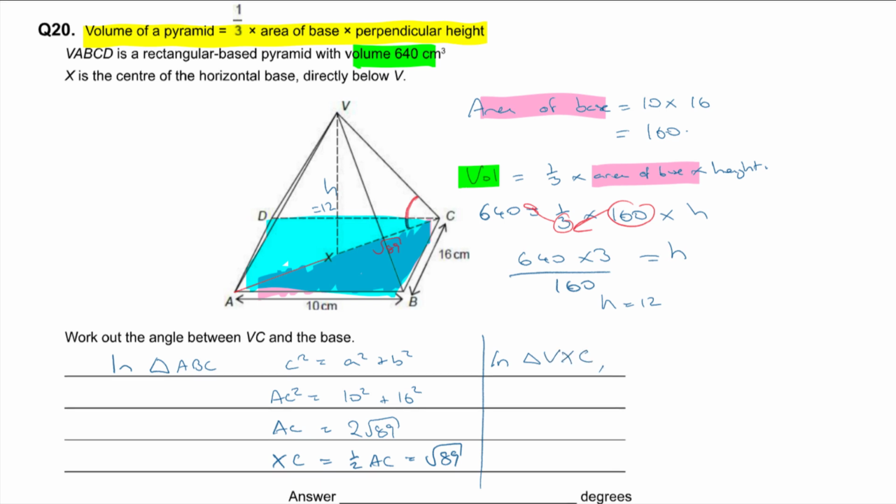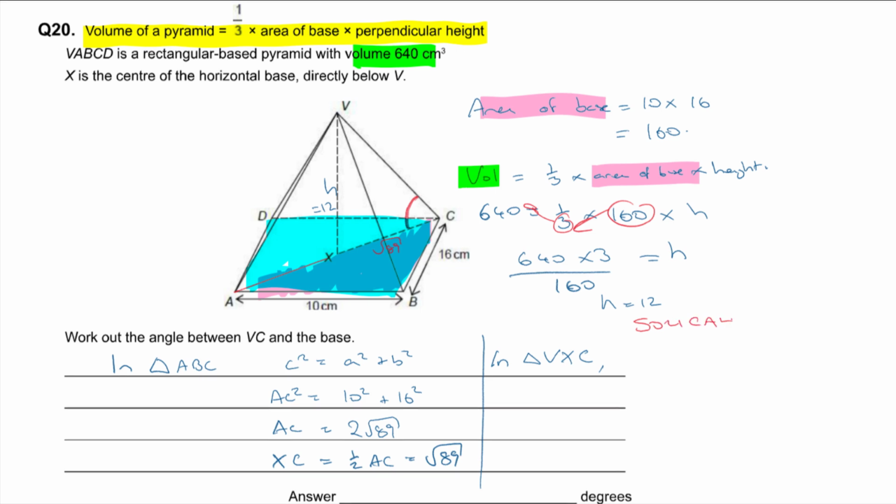it's always a good idea just to say what you're doing and where you're doing it in these things. It makes the work easier for the examiner to follow. They want to award you marks, but they need to understand what it is you're doing. So just make it clear to them. I'm going to be using SOHCAHTOA again here.